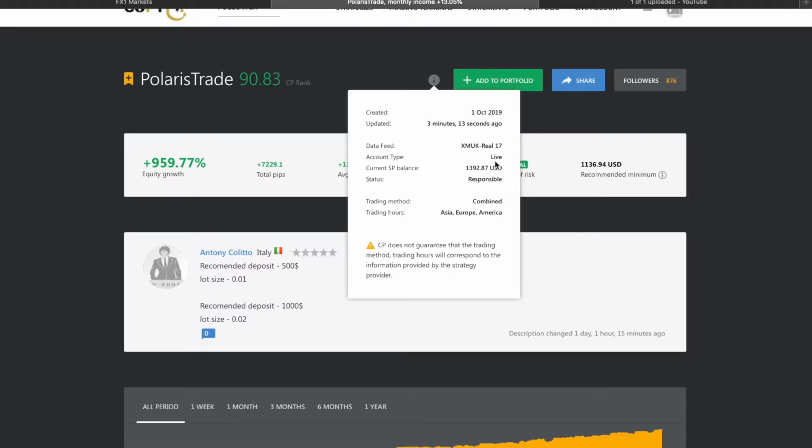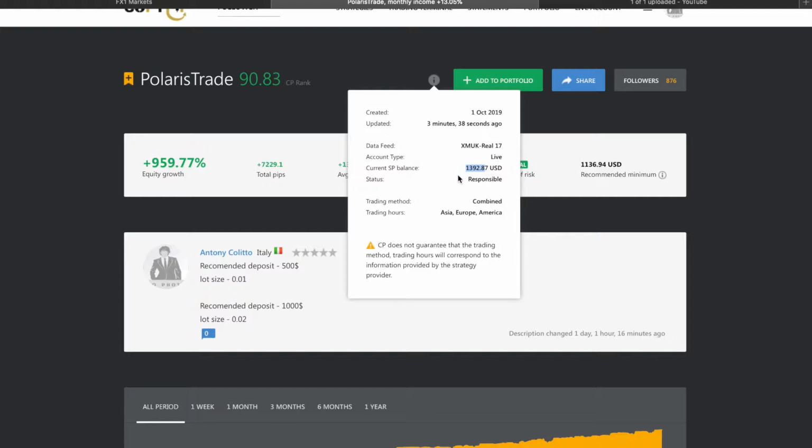account, you can take much risk. So when you're having a live account, it is something different. So I prefer to always follow a person who has a live account. So the current balance means this trader has $1,392. Here you have the recommended minimum, which is 1,136.